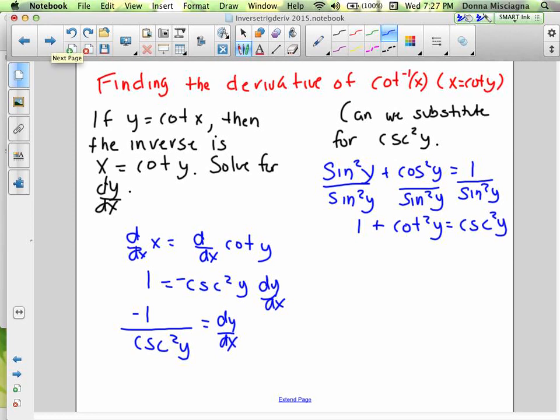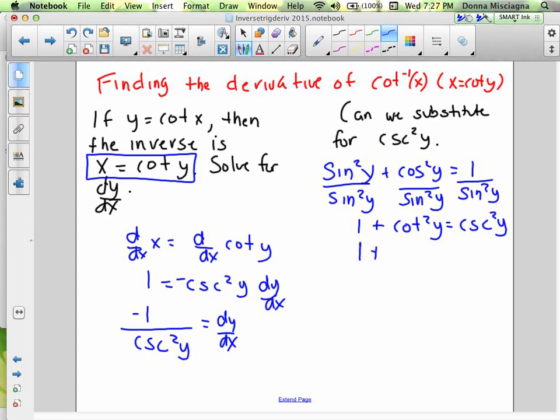And now I have a way to replace cosecant. I can replace it with a 1 plus cotangent squared y. And you might be thinking, oh no, that's even worse, right? We're almost done, right? We're still stuck with the y, but not for long, because I know that x is cotangent y. Well, if x is cotangent y, it stands to reason that cotangent y is x, and cotangent squared y is x squared. We can replace that cotangent squared y with the x.